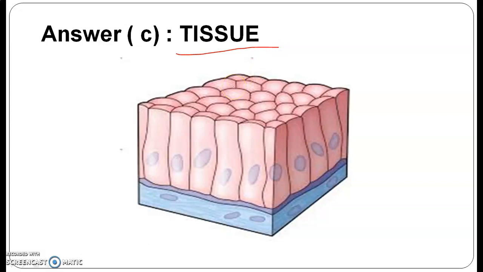So you know very well, children, that a group of cells having similar origin and similar structure is termed a tissue. And this is a simple tissue, where different cells are arranged in a group, okay? So these are the cells.